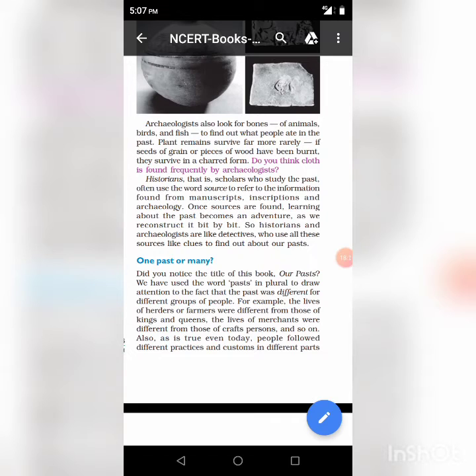Historians, who are scholars who study the past, often use the word source to refer to the information found from manuscripts, inscriptions, and what is given by archaeologists or any other way. Once they find the source, learning about the past becomes an adventure, as we reconstruct it bit by bit. Historians and archaeologists are just like detectives who use all the sources like clues to find out about our past.